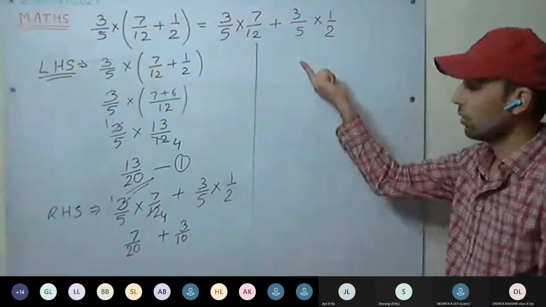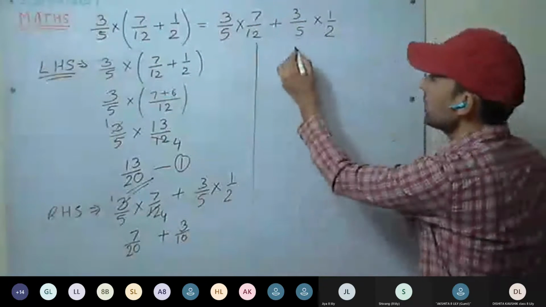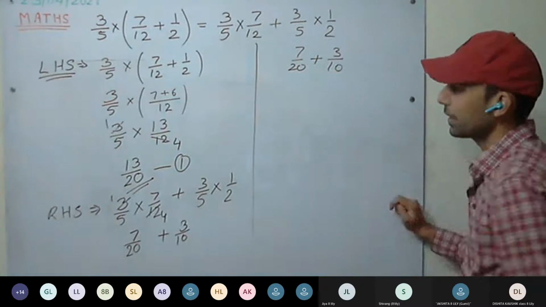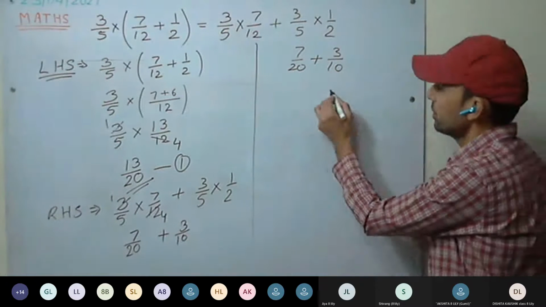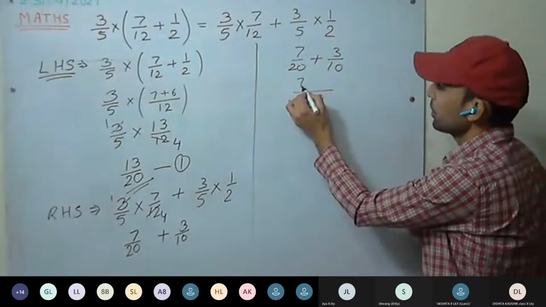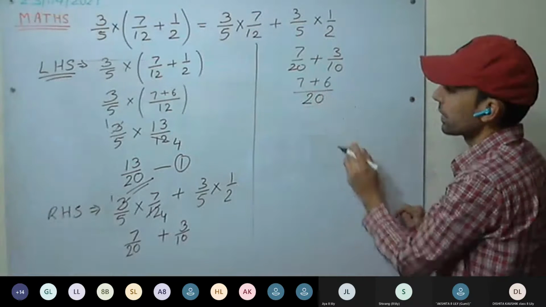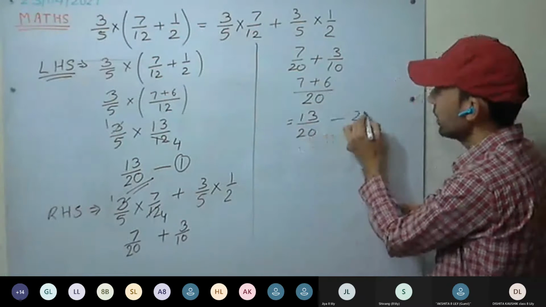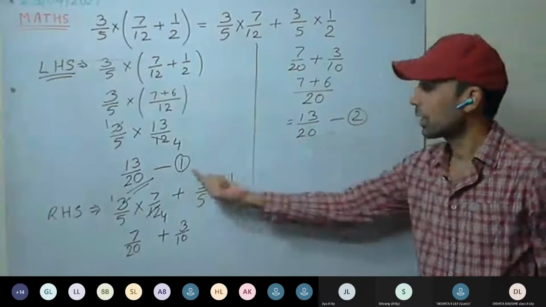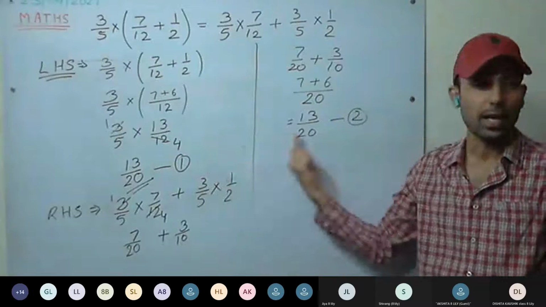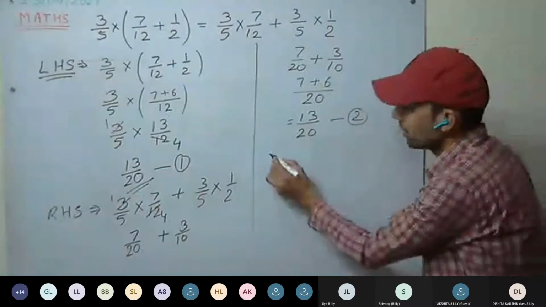Okay, I'll be solving here now. 7 upon 20 plus 3 upon 10. What will be the LCM? 20. So 7 plus 6 equal to 13 upon 20. This is our second answer. Now we'll be comparing the first and second answer. Are they same? Yes, sir.